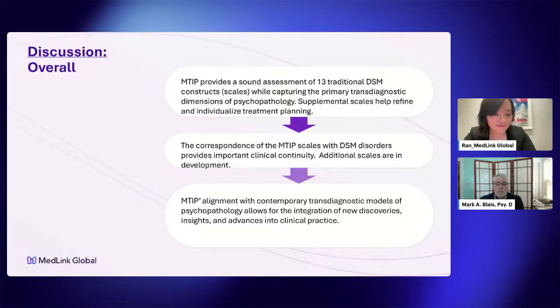Overall, the MTIP provides a sound assessment of 13 traditional DSM constructs while capturing the primary transdiagnostic core dimensions of psychopathology. The supplemental scales that have been developed and ones that are in the pipeline help refine and individualize treatment planning. The correspondence of our scales with DSM disorders provides important clinical continuity, while its alignment with contemporary transdiagnostic models allows for the integration of new discoveries, insights, and advances in clinical practice.